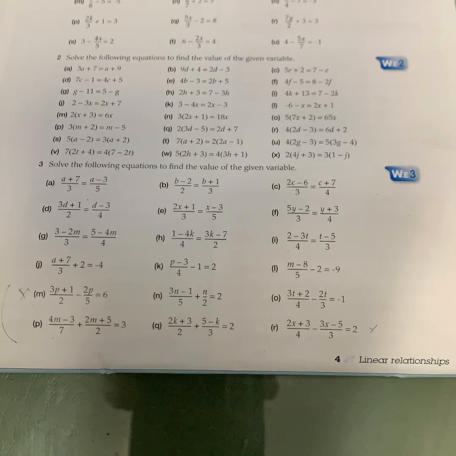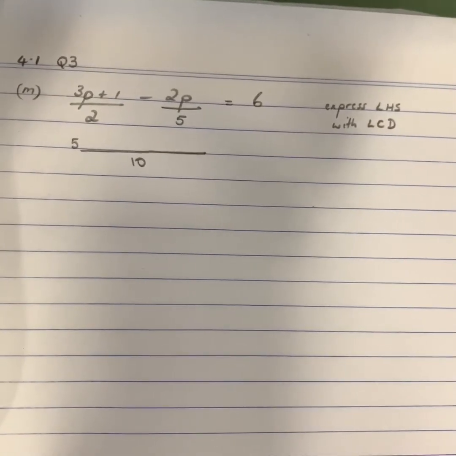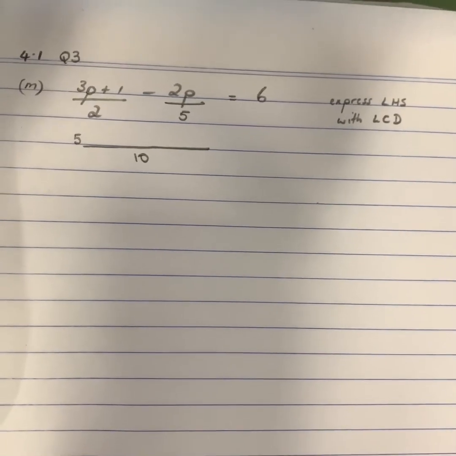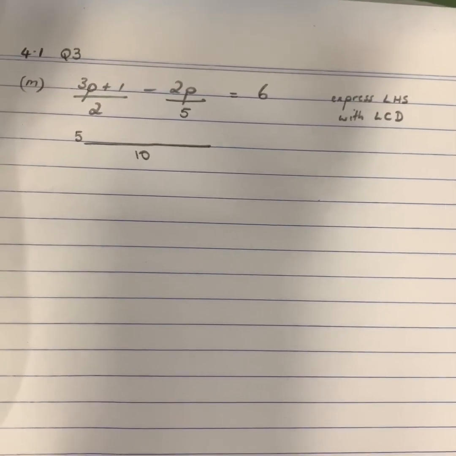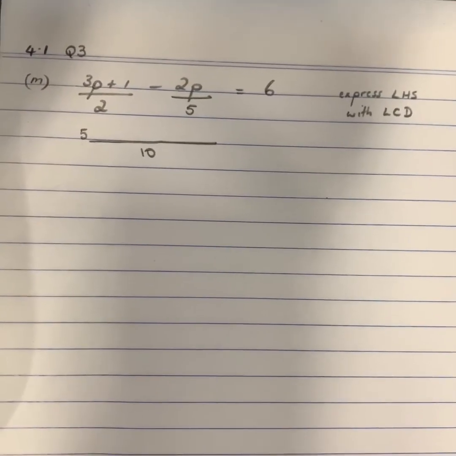Just going to go through and show the working explanation for 4.13m. First step is looking at the left-hand side. We've got to express the left-hand side with a common denominator, which in this case is going to be 10.